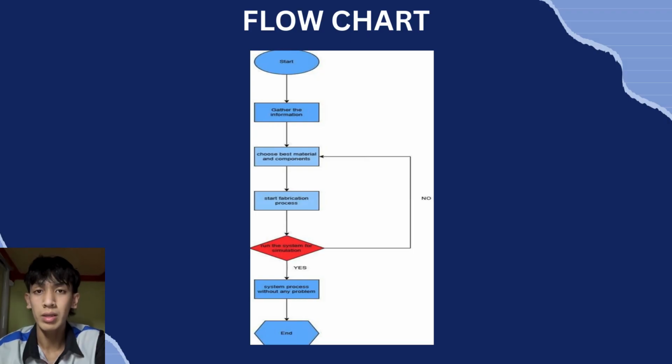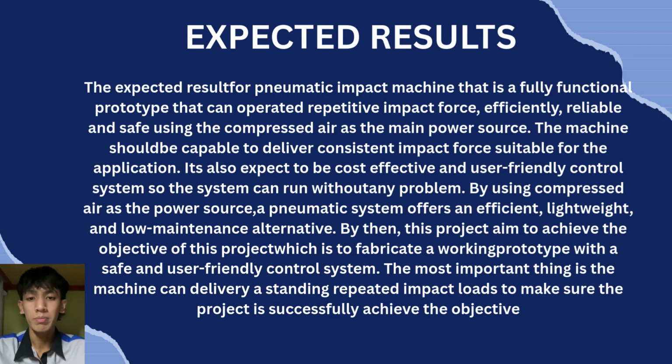After assembly, testing and troubleshooting are carried out to check cylinder motion, impact performance, air leakage, and safety features like the emergency stop. If any issues are detected, adjustments are made before proceeding further. Finally, once the system operates safely and performs as expected, the project is completely ready for evaluation.